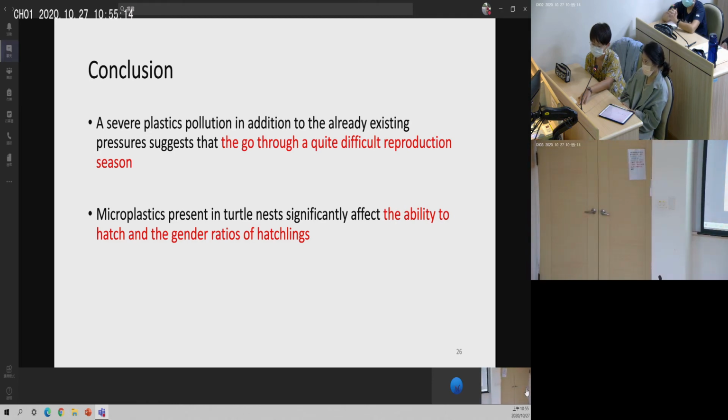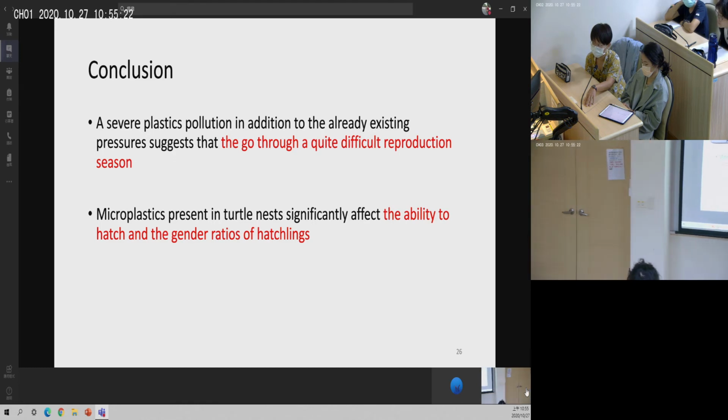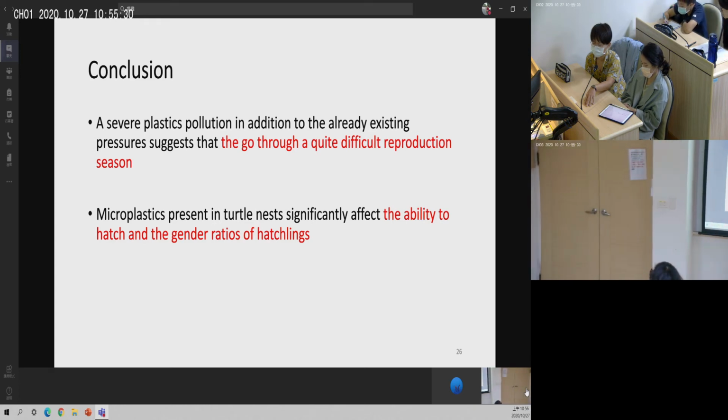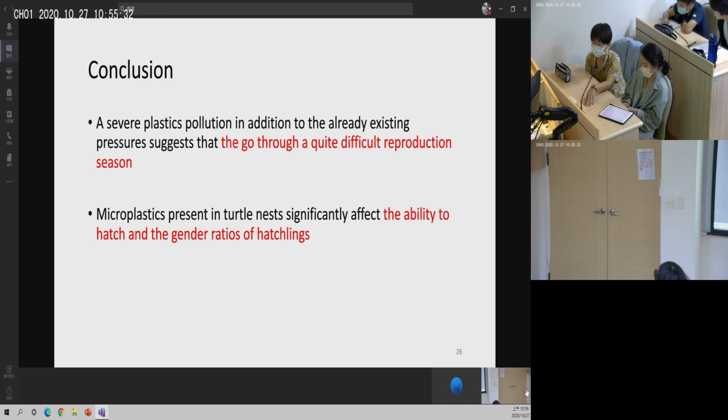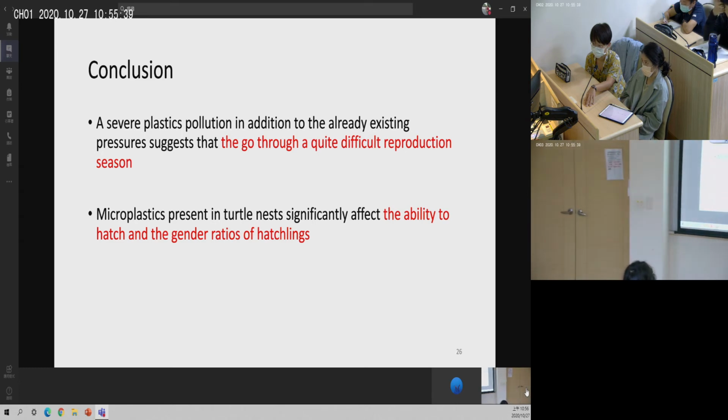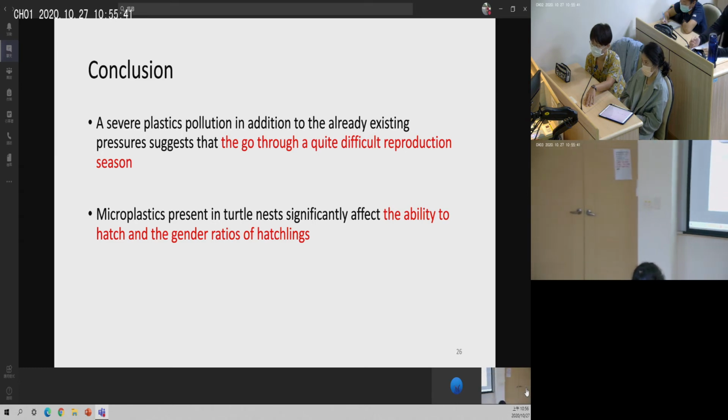The female turtles will choose not to lay eggs in places with serious plastic pollution. So maybe if the beaches are polluted too severely, the female will not choose to lay eggs there. So the female turtle will lay eggs in places without pollution.